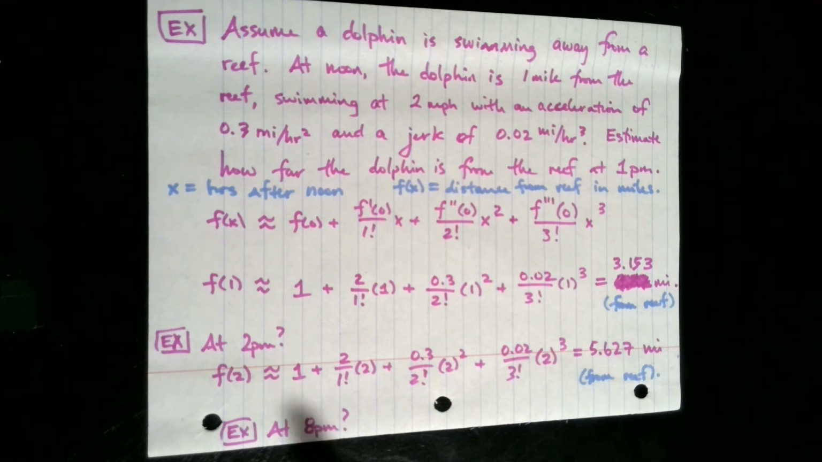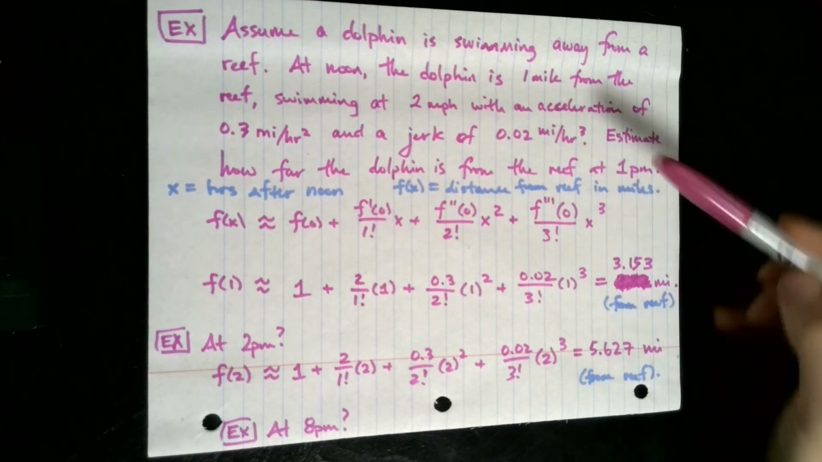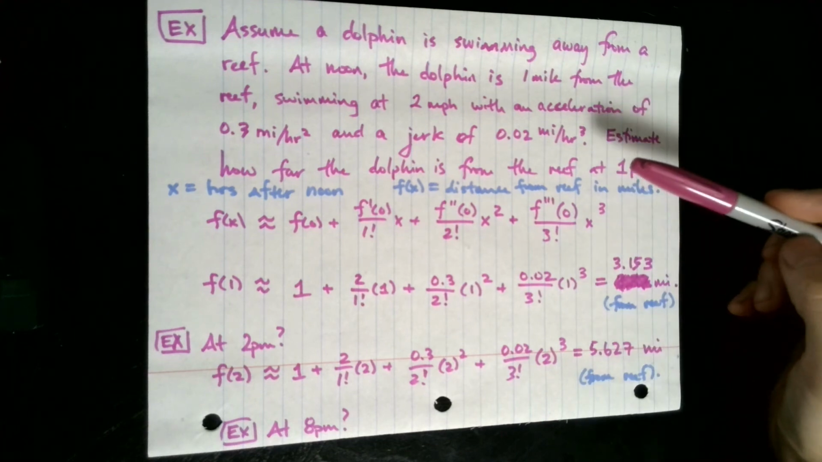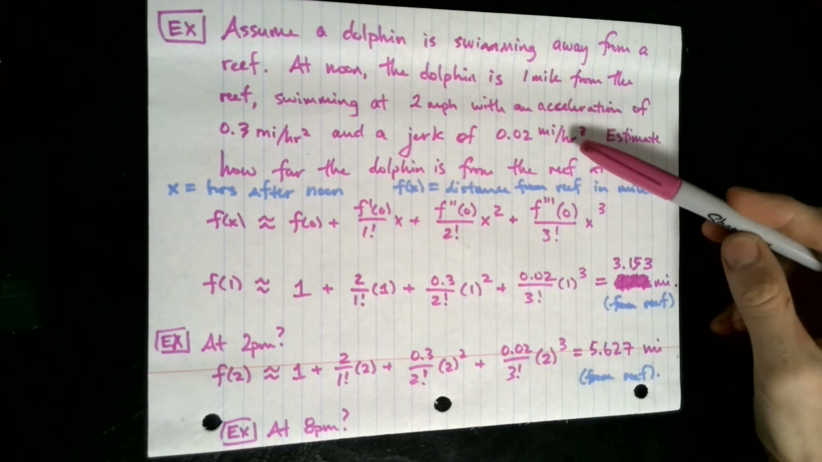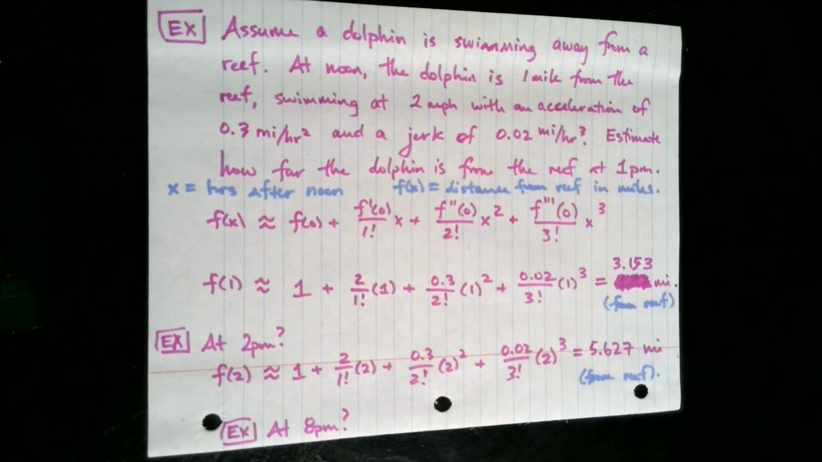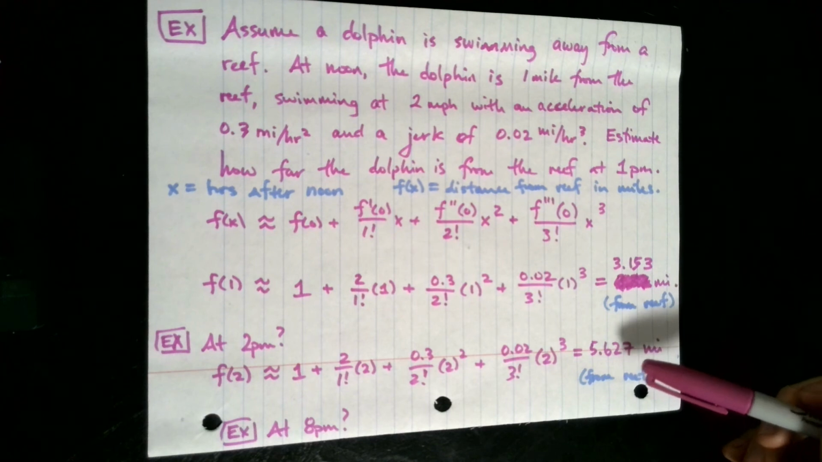Now, I should say this. If this approximation is going to hold true, then we would be acting under the assumption that this dolphin's acceleration is continuing for 2 hours straight. And this jerk, the change in the acceleration, is continuing for 2 hours straight, right? Which might even already be a hasty assumption.